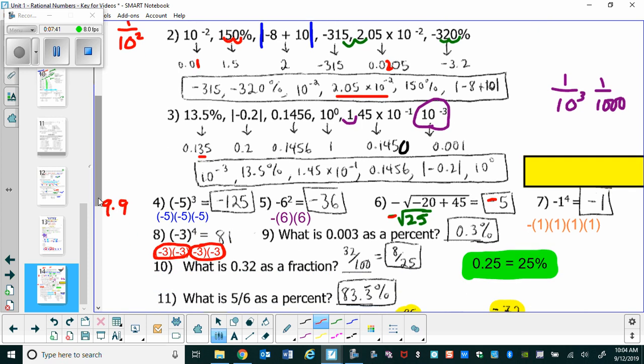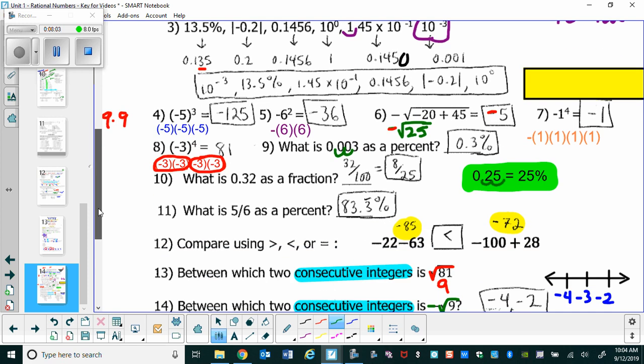All right, for number 9, we want to ask what is 3/1000ths as a percent. And right here in green, I want to remind you that to go from a decimal to a percent, we move the decimal over to the right 2 times. So I'm going to move this decimal over to the right 2 times, and there's the 0.3%.